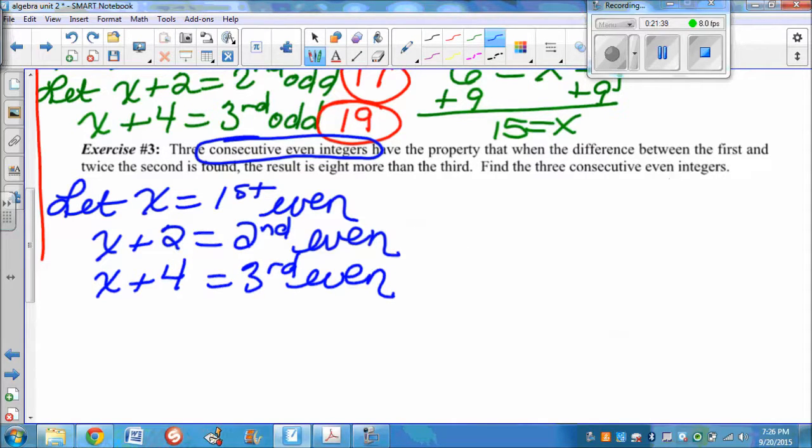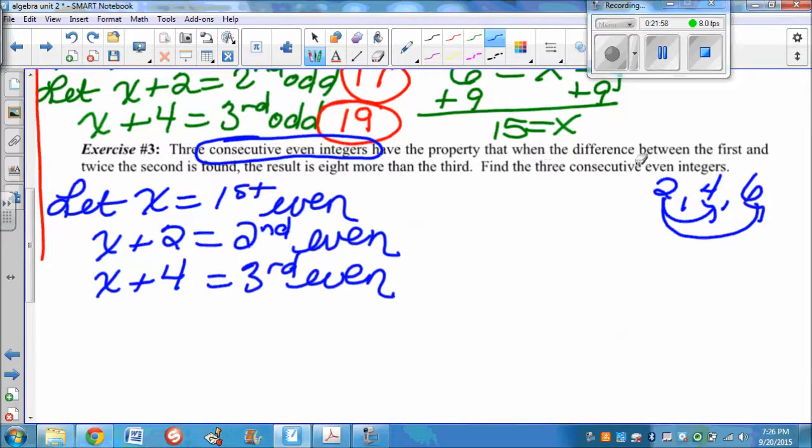Just always keep that in mind. Keep that basic example. If this is my first one, this is x plus 2. And then what's the distance between 2 and 6? It's 4. That's how we get these let statements. Now let's go to the equation.